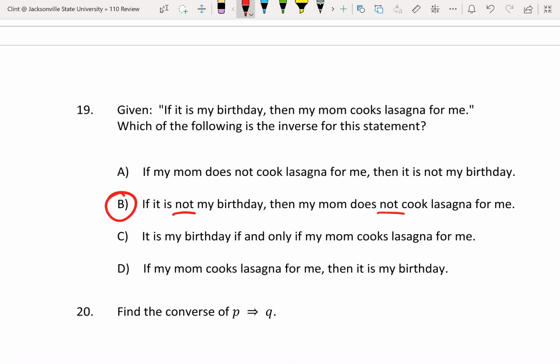What is A? A, we've switched the order and negated. So A would be the contrapositive. C says if and only if, so this would be biconditional. And D, we've just switched the order, so D would be the converse. Okay.